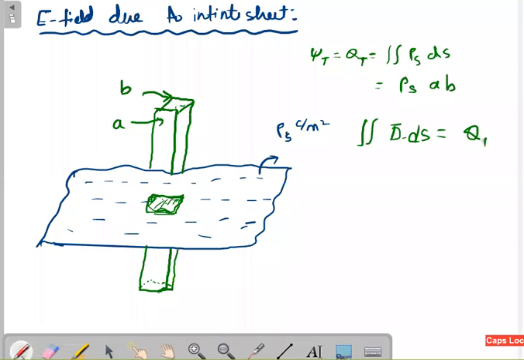Q is equal to what, sir? Q total. You have chosen some imaginary closed surface. How many surfaces will be there? Generally 6 surfaces will be there. 4 will be on the sides, one at the top, and another one at the bottom.